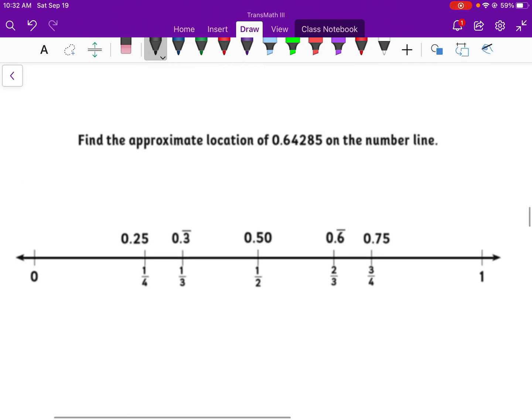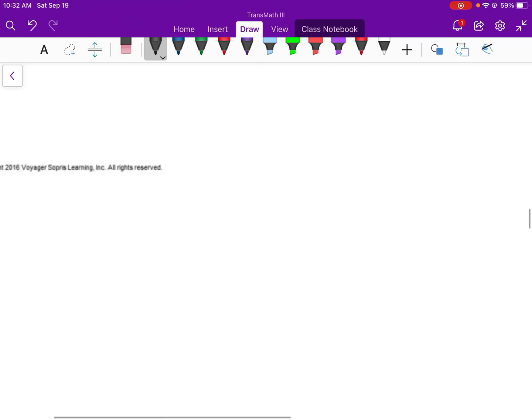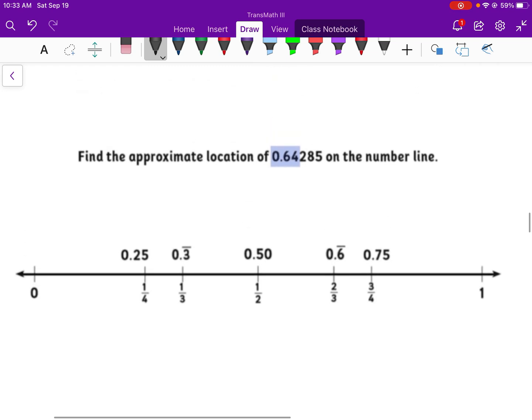And then we can break it up even further. I know 0.6 repeating is 2/3. That's there. And then 0.64, if you remember, 0.6 repeating is 0.666 forever. Now 0.64, that's going to be a little to the left of that 0.6 repeating.